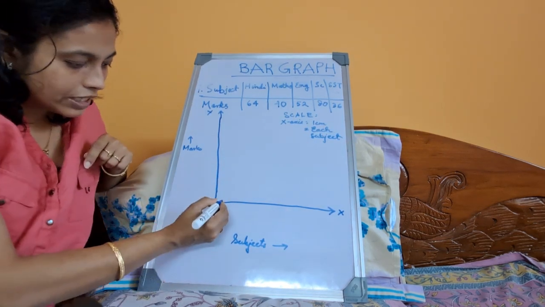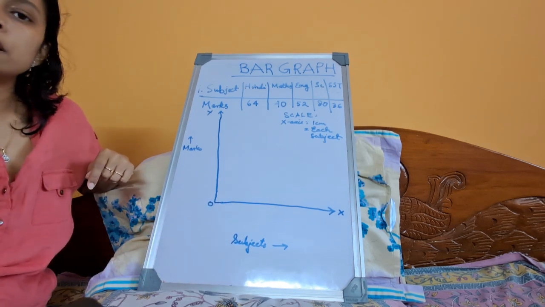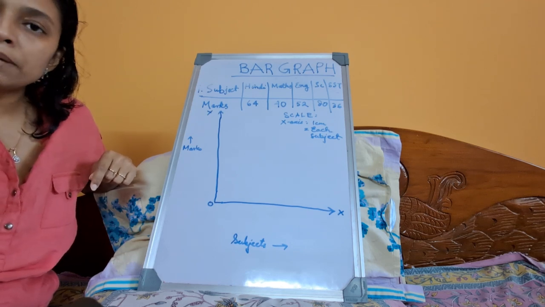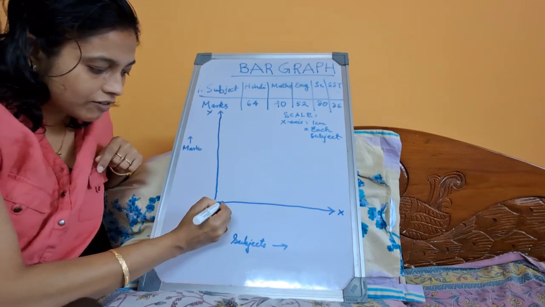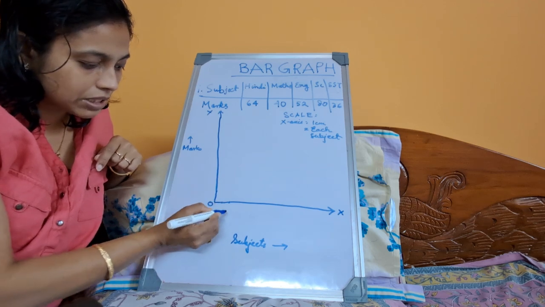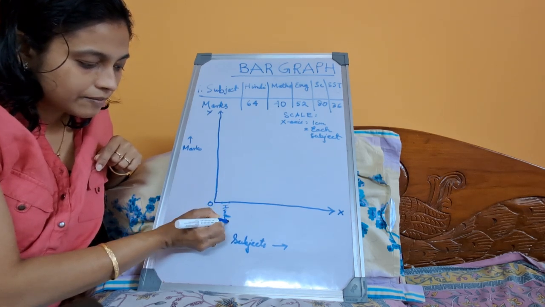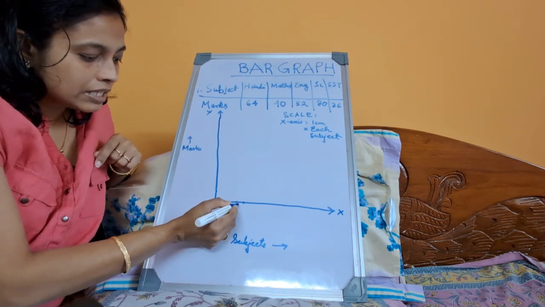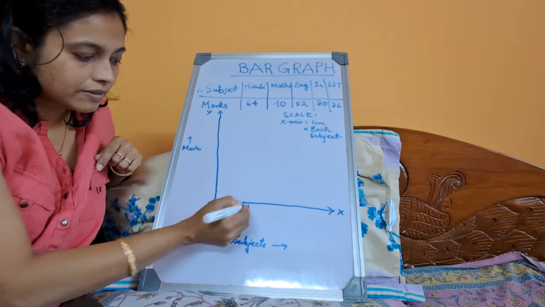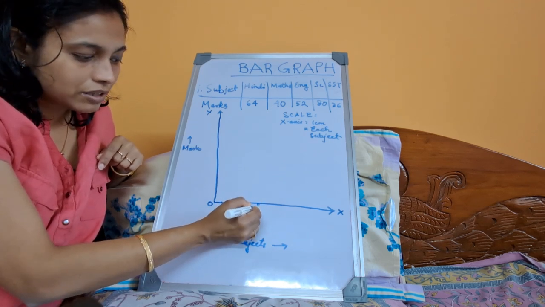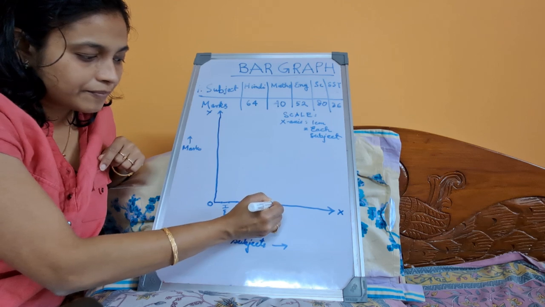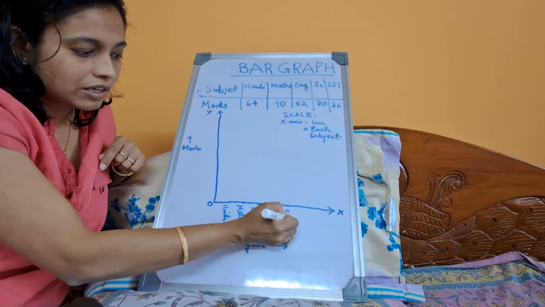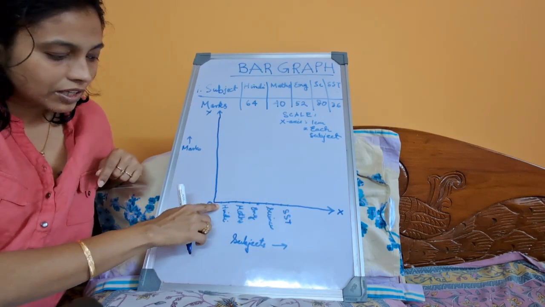Okay, so we leave 1 centimeter. All of you know the 1 centimeter square. It is the bigger square which is made up of very small millimeter squares, right? So leave 1 centimeter, then take 1 centimeter that represents the first subject, Hindi. Again leave 1 centimeter, then take another 1 centimeter that represents the second subject, maths. Similarly, mark English, science and SST.